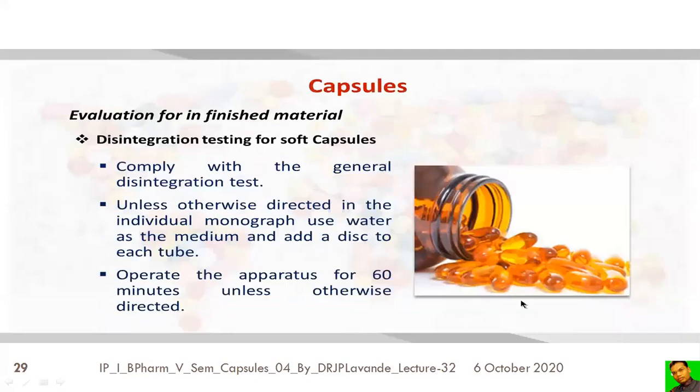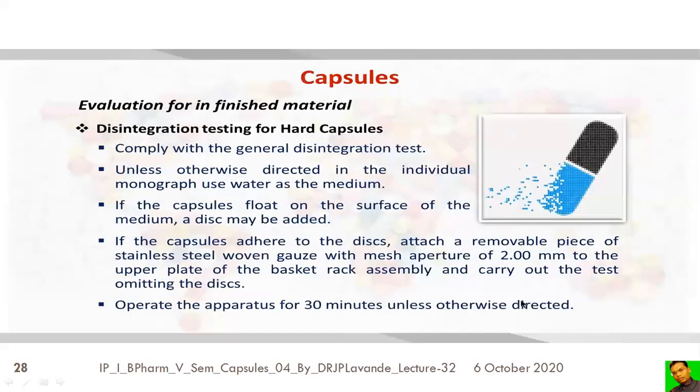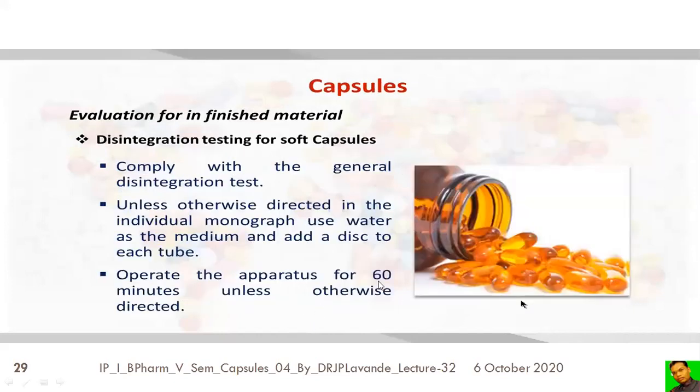Disintegration testing for the soft gelatin capsules should comply with the general disintegration test unless otherwise directed in the individual monograph. Use water as the medium and add a disc to each tube. Operate the apparatus for 60 minutes unless otherwise directed. So the disintegration test for hard gelatin capsule and soft gelatin capsule is the same except there is a time difference. For hard gelatin capsule, it should be operated for 30 minutes. For soft gelatin capsule, it should be operated for 60 minutes.